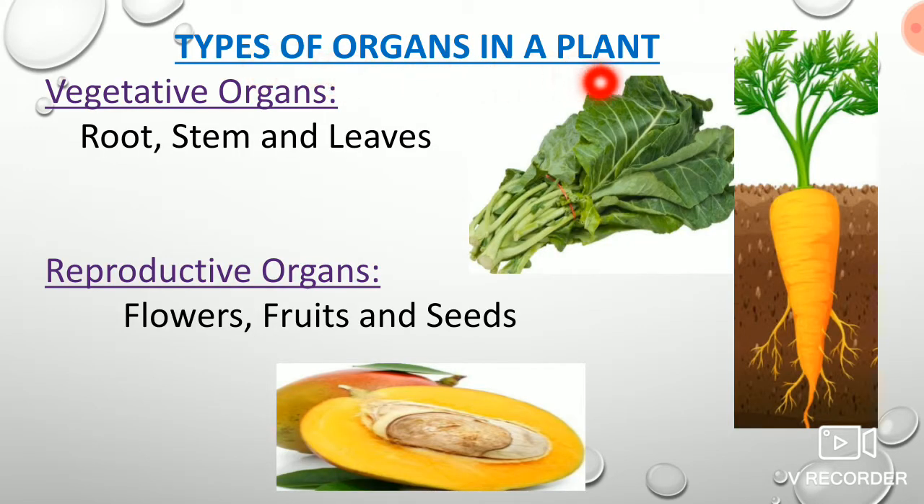Types of organs in a plant. A plant mainly consists of two organs. They are vegetative organs and reproductive organs. The parts such as root, stem and leaves of a plant are known as vegetative organs, whereas flowers, fruits and seeds are known as reproductive organs.